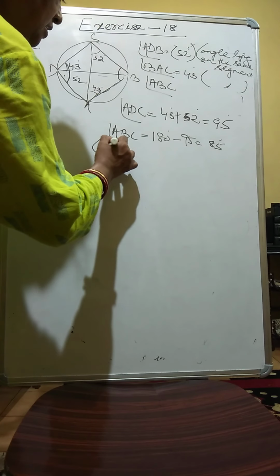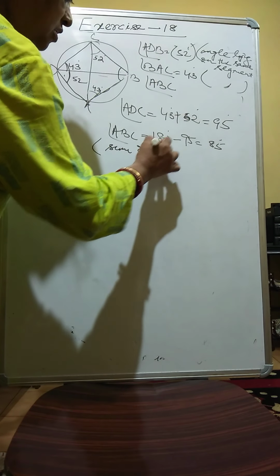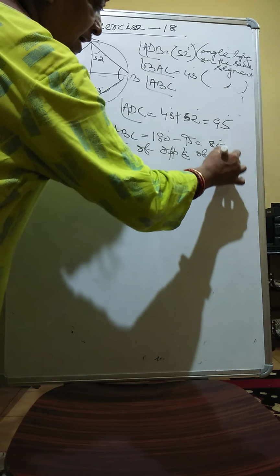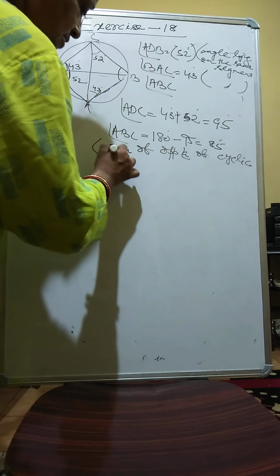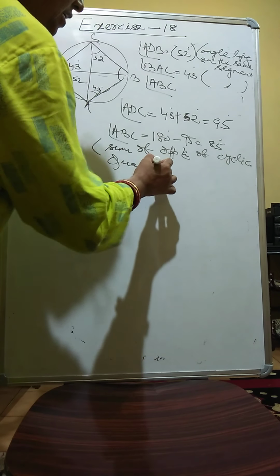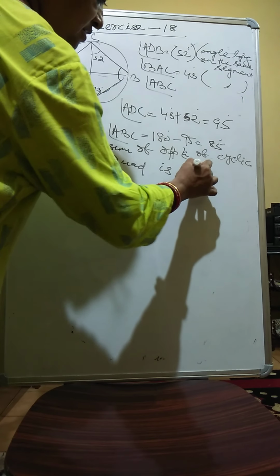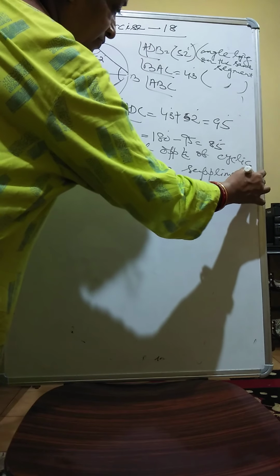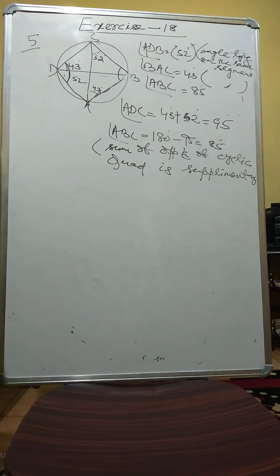You will write: sum of opposite angles of a cyclic quadrilateral is supplementary. Okay. Therefore, ABC is 85 degree. Now, children, I will do question number 8.